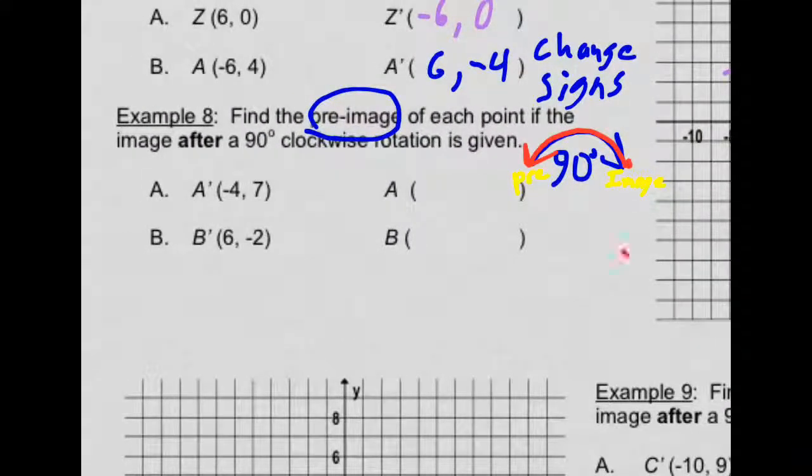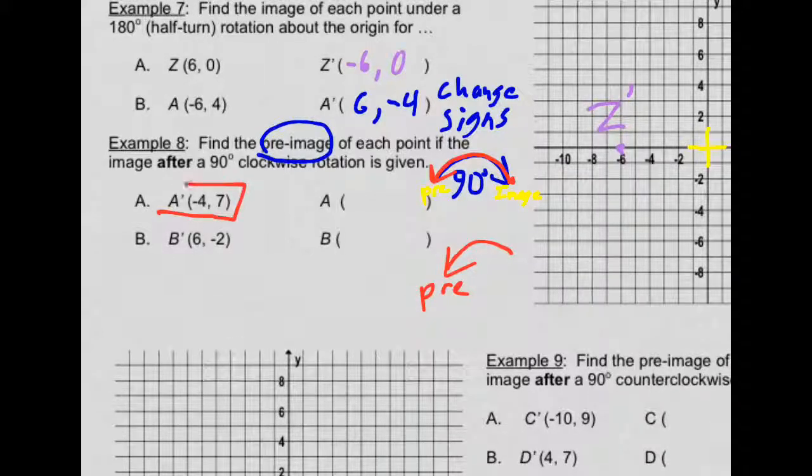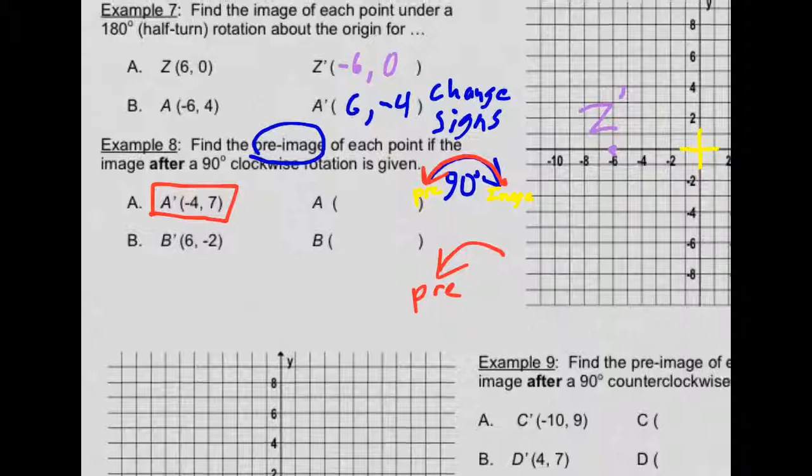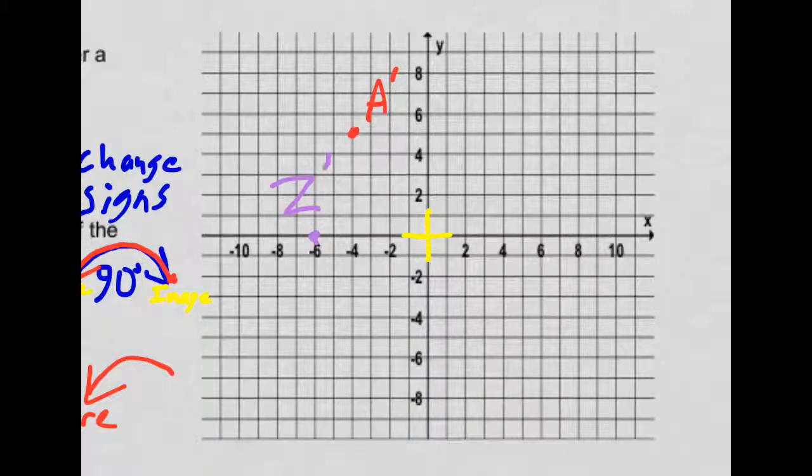So, in this one we are going to go counterclockwise to get to our pre-image here. And so right here we have our A prime at negative 4, 7. So let me mark that down. Negative 4, 7 is our A prime. Let's select my graph. And we're going to go 90 degrees counterclockwise to find our original A pre-image.